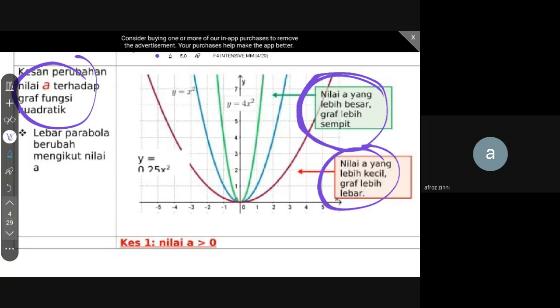Okay, kalau nilai A kecil, graph tu lebih lebar. So, you can say that nilai A adalah berkadar songsang dengan lebar graph. Okay, A value is inversely proportional to the width of your graph. So this is one thing you need to remember.